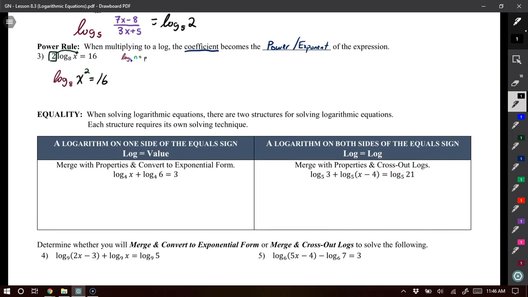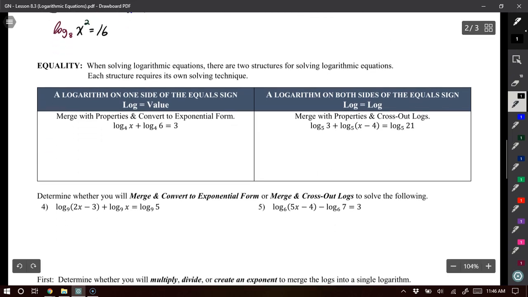Now, another property is equality. Again, we're trying to build into part 3. Instead of jumping in and just starting to do it, we're trying to make sure we understand how to read the problems first. Now, when you are solving, there are 2 structures for solving. You're going to have a log equal a value. So really, I'm going to write down here, you're going to have logs on one side.